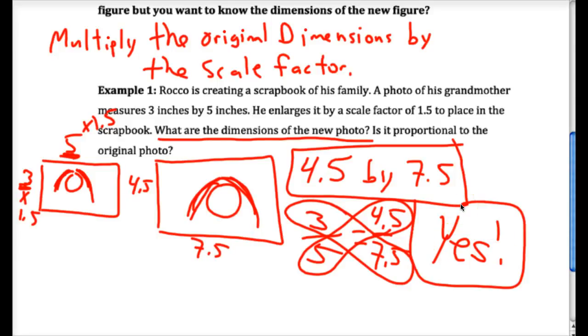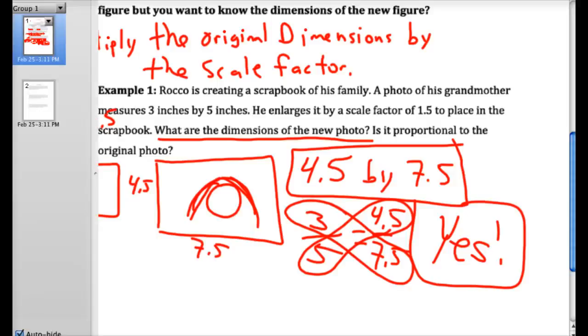Which I think is really silly that they ask you is it proportional, because whenever you dilate something with a scale factor, it is always proportional at the end. Well, I think you got to check it. I've tried to think of an example where if you dilated something, it's not proportional. I couldn't figure one out. So they're always going to be proportional.